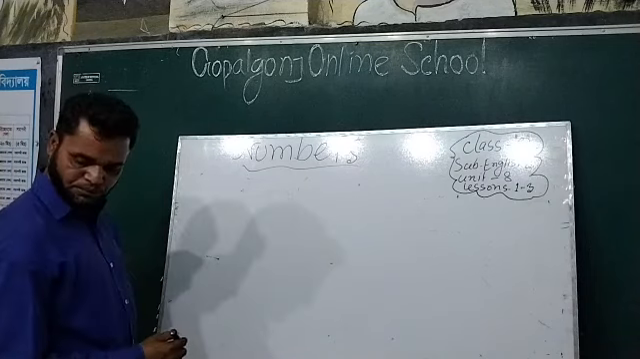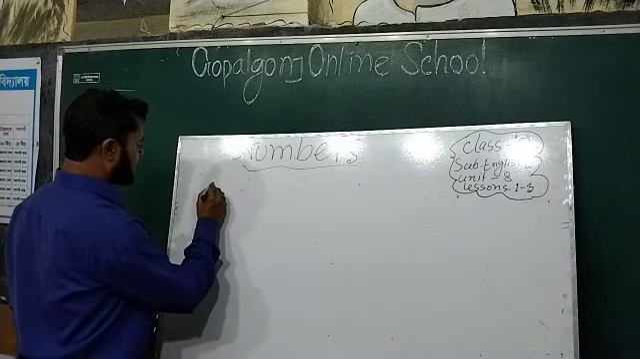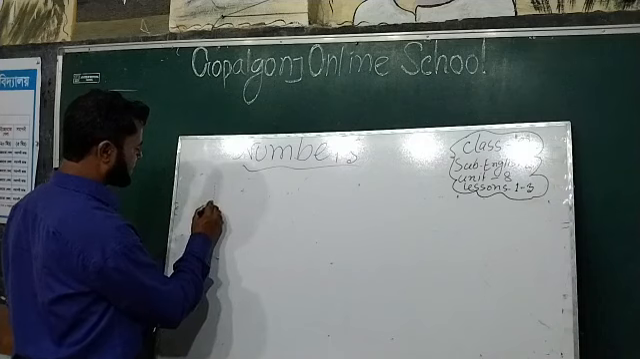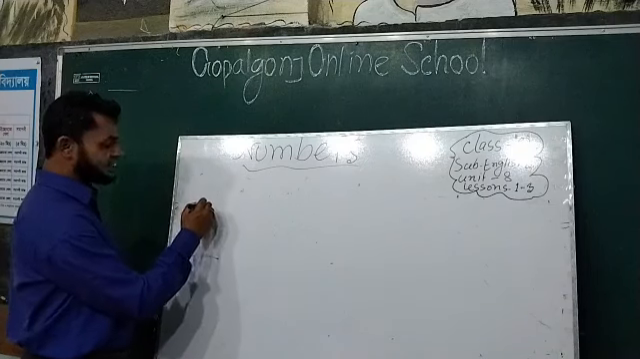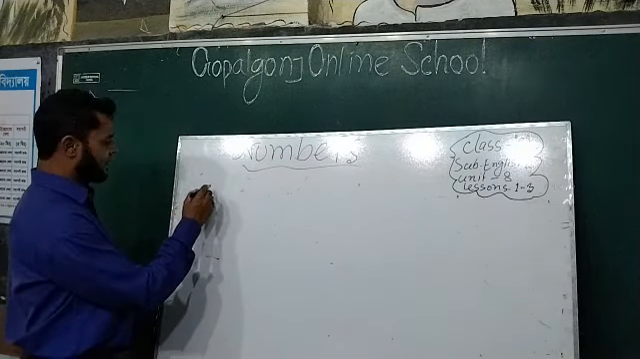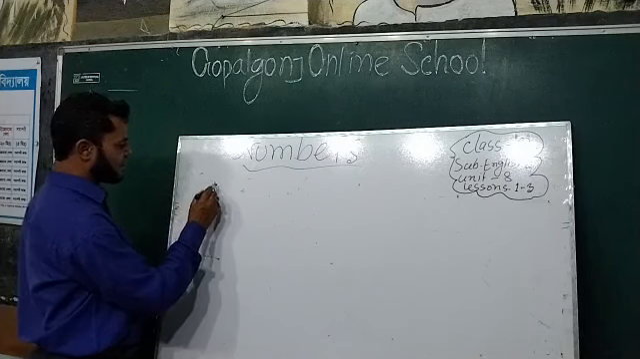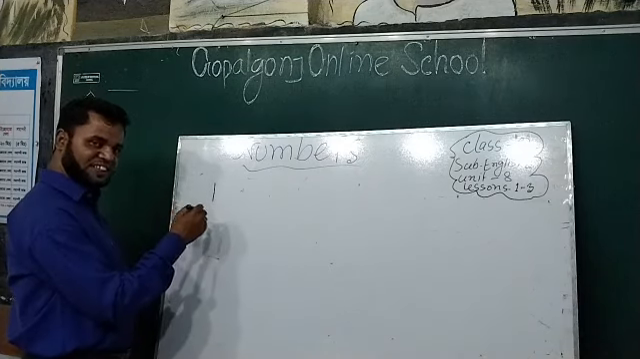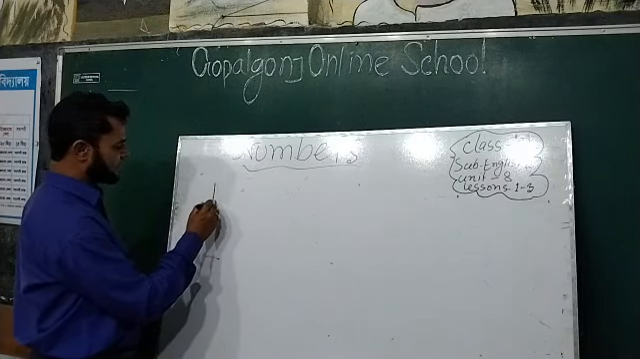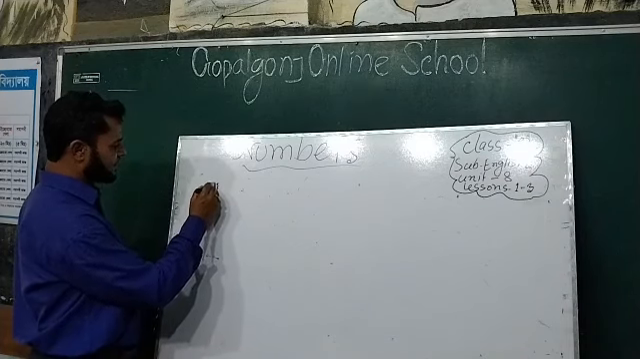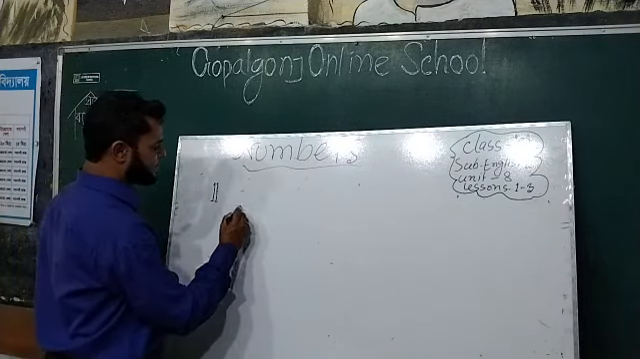Dear students, look at the board. What's this? It's a one. Let's join the dots and write one. Let's write another one beside this one. So dear students, let's join the dots like this. One, one, eleven. You have to write.